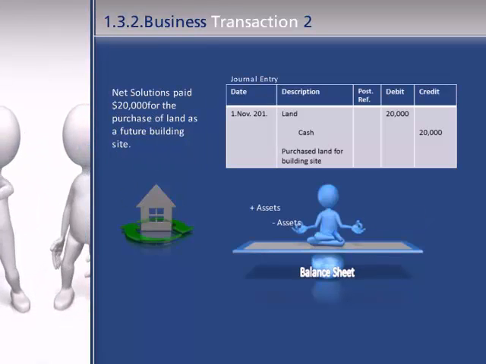Business transaction 2. Net Solutions paid $20,000 for the purchase of land as a future building site. Analysis: this transaction increases one asset account and decreases another. It is recorded in the journal as a $20,000 increase, debit, to land, and a $20,000 decrease, credit, to cash.